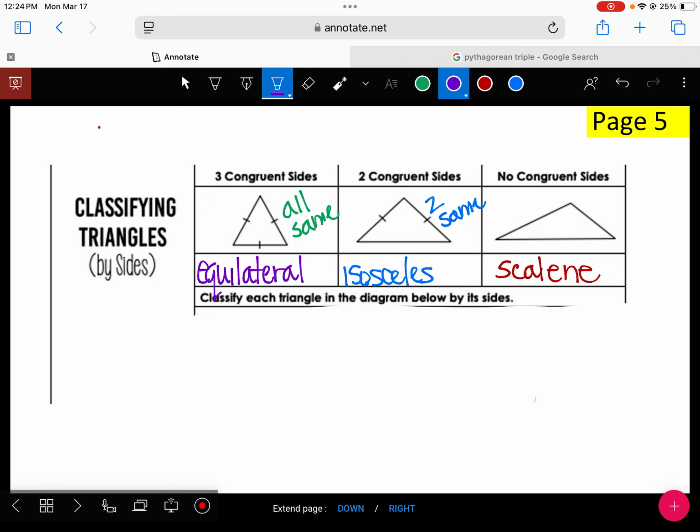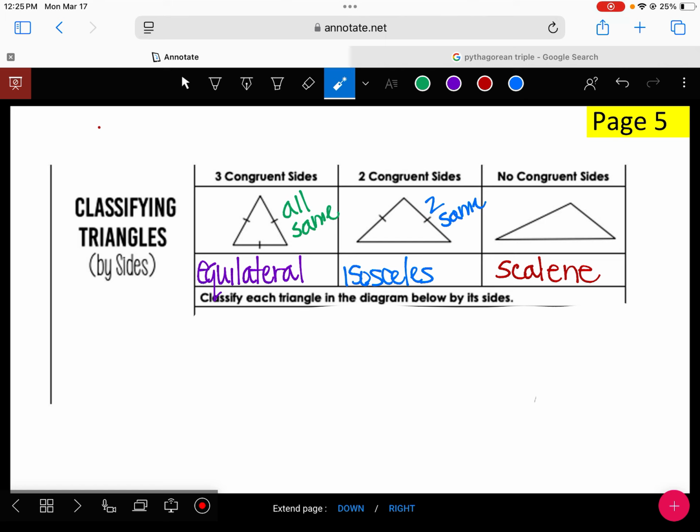Pause the video and record the definition for your classifying triangles by sides. If it is equilateral, that means all of the sides are the same. And these little hash marks indicate that these 3 sides are the same. If you only have marks on 2 sides, that means 2 sides are the same, and we call that an isosceles triangle. And lastly, when all 3 sides are different, that is scalene.